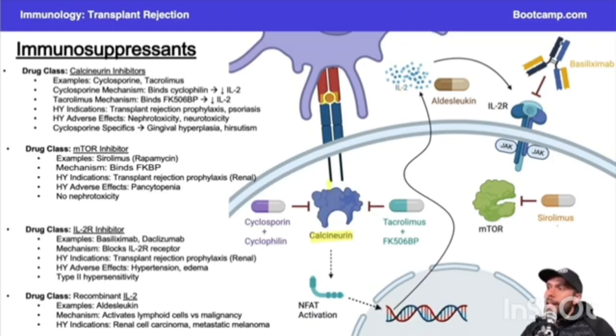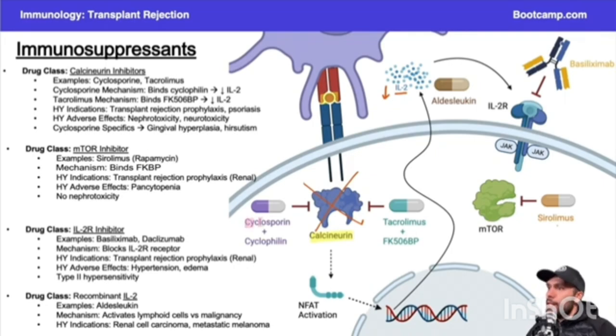Now, if I inhibit calcineurin, if I inhibit this step, then I'm going to have a decrease in my interleukin 2 released. Therefore, I'm going to have less interleukin 2 binding to the receptors, less T cell growth. That's why these are immunosuppressants. They're essentially suppressing in this particular diagram the response of T cells. But remember, interleukin 2 acts on B cells, natural killer cells, etc. Classic drugs here that you want to be familiar with.